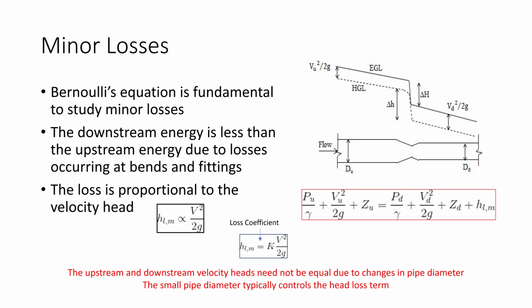Which velocity are we going to use in defining minor losses, especially if the diameter of the pipe changes? It's always the smaller diameter pipe that controls the head loss term. So if you want to calculate the minor losses, we always use the velocity in the smaller diameter pipe to get our velocity head to calculate our minor loss.